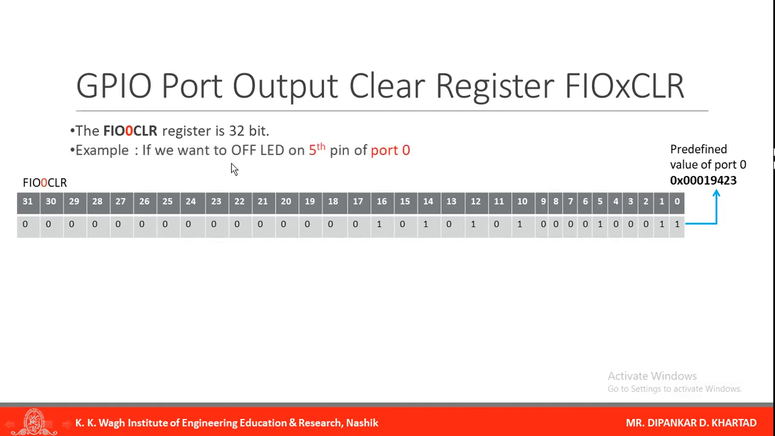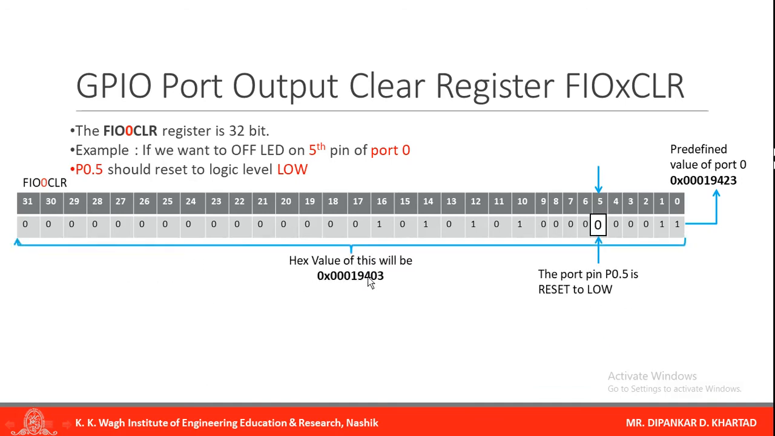If we want to off the LED on 5th pin of port 0, what do we want to do? We want to off the LED. So 5th pin should be reset. It is set to logic level high, so the 5th pin should be reset to logic level low. This is how we want to write logic level 0. So by simply using the FIO clear syntax, you can write logic level 0 at this pin. Which pin? 5th pin.